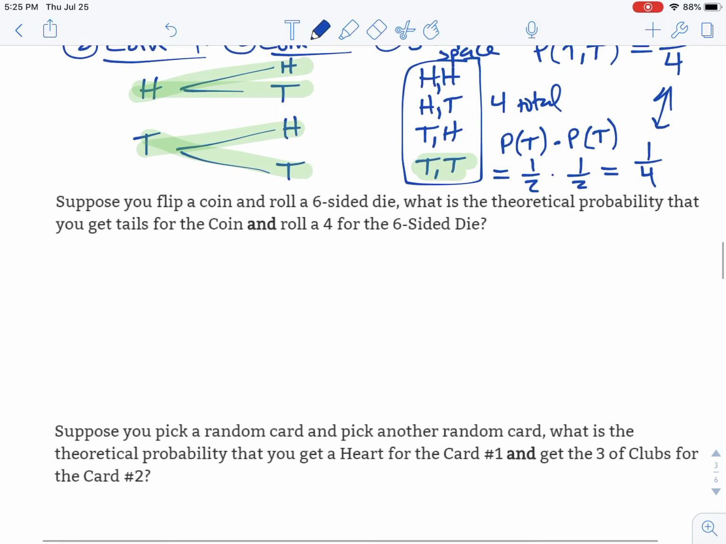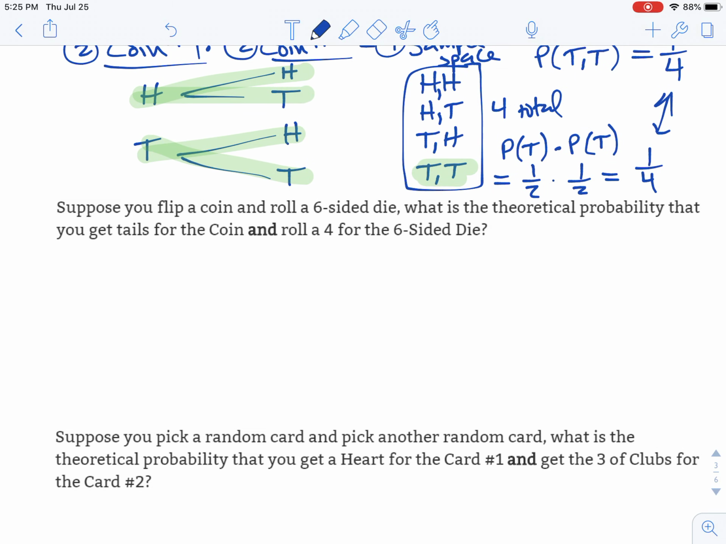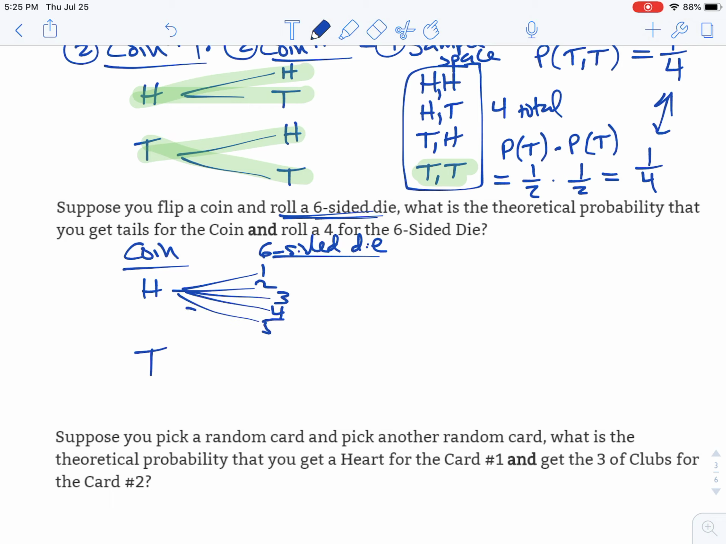For the next one here, we've got a coin and a 6-sided die, so we're going to start the same way. So our first event is, again, a coin. So we've got heads and tails. And off of that, we're going to show all the options for a 6-sided die. So it's going to be quite a few branches here. So off of heads, we got 1, 2, 3, 4, 5, or 6. And again, off of tails, 1, 2, 3, 4, 5, and 6. A little bit sloppy, but hopefully you get the idea.